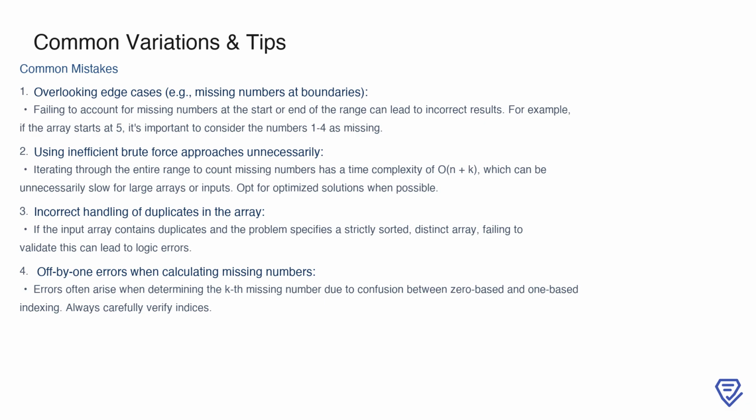Next, inefficient brute force approaches can slow down your solution significantly. For example, iterating through the entire range to count missing numbers results in an O(n + k) time complexity, which is unnecessary for large inputs. Additionally, if the array contains duplicates, despite the problem specifying a distinct, sorted array, failing to validate this could cause logic errors. Finally, off-by-one errors are a frequent issue when calculating missing numbers, especially when transitioning between zero-based and one-based indexing. To avoid this, always double-check your calculations and indexing logic carefully.